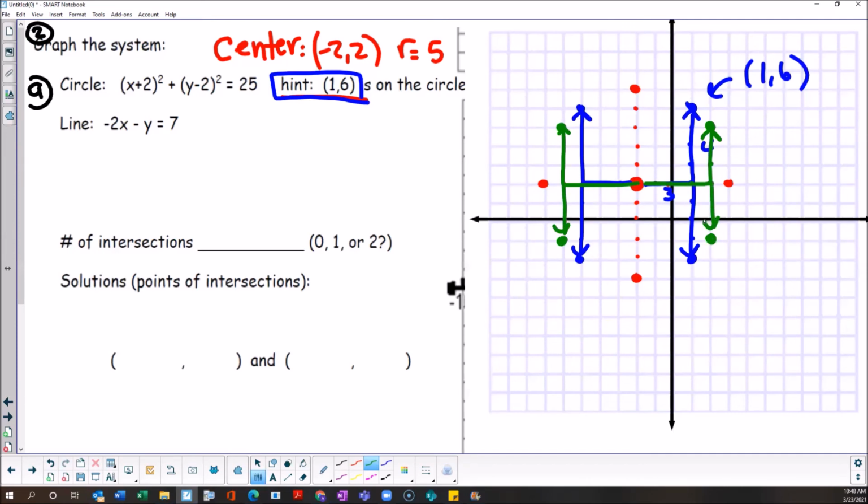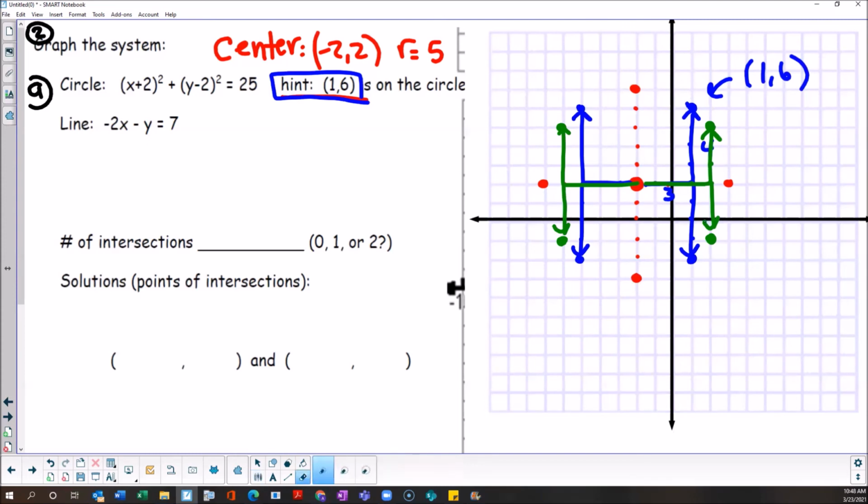So I'm just counting. It's kind of like slope. You're just counting over and up the distance to get to the point. If you remember, we made those little right triangles last week and we kind of used it to graph our circle. The only reason I'm doing that is to try to get an accurate graph of my circle.